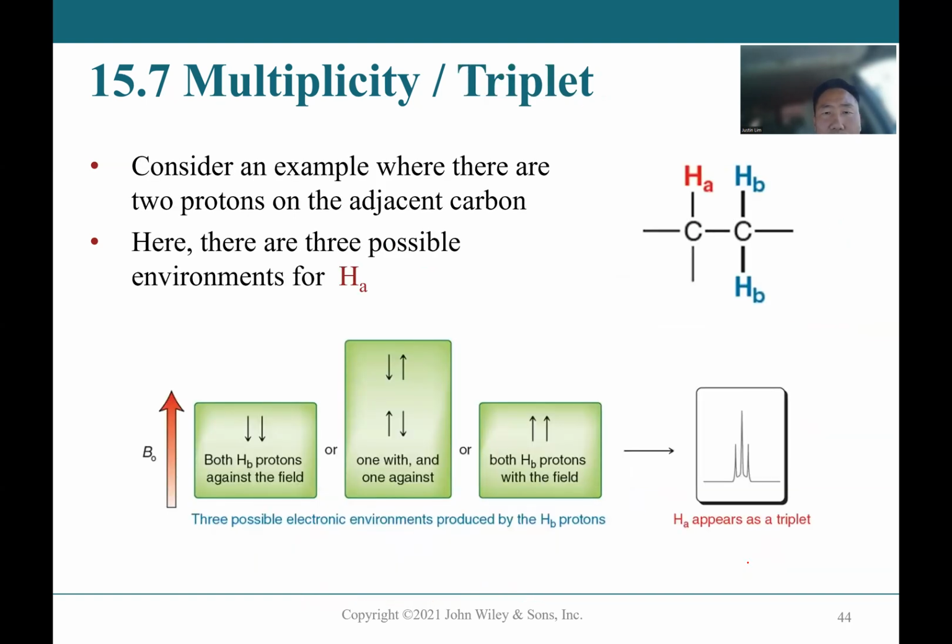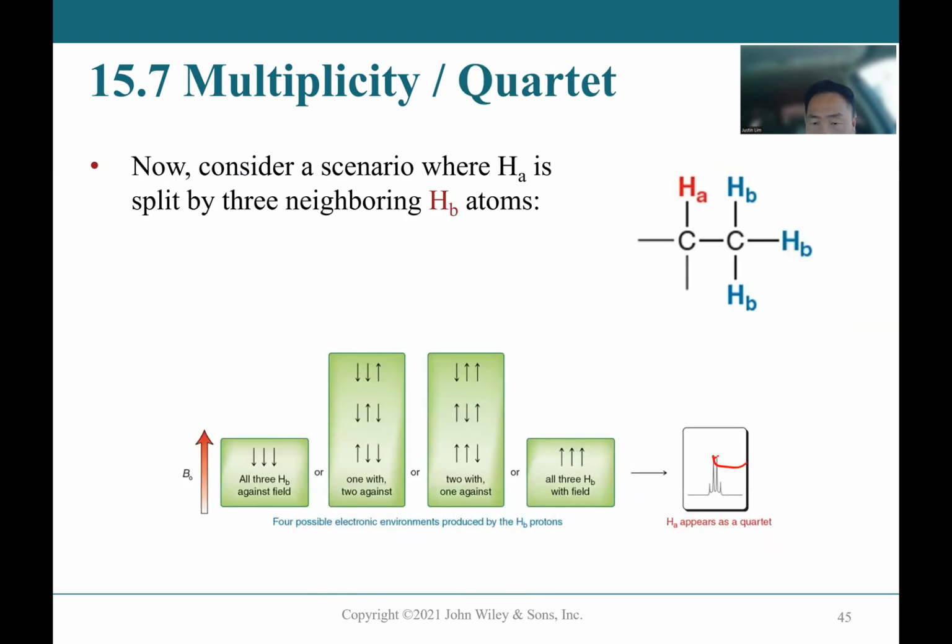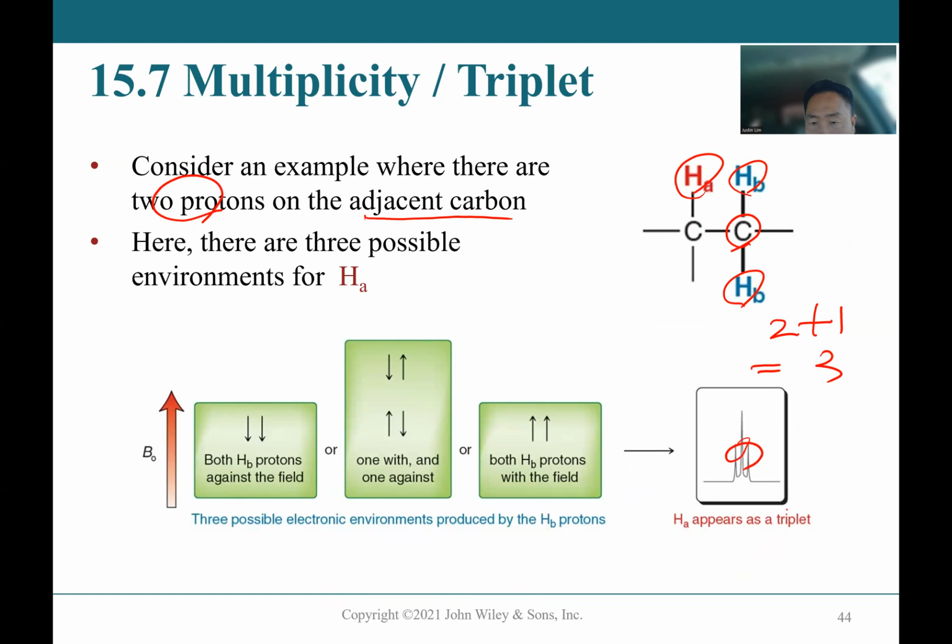Okay, consider an example where there are two protons on the adjacent carbon. Splitting pattern of HA: on the next carbon, there are two hydrogens. So 2 plus 1 equals 3. You need to see a triplet. There are three possibilities: both HB protons against the field, one with and one against, or both HB protons with the field. So when you draw the tree diagram, you can see the multiplicity is a triplet.